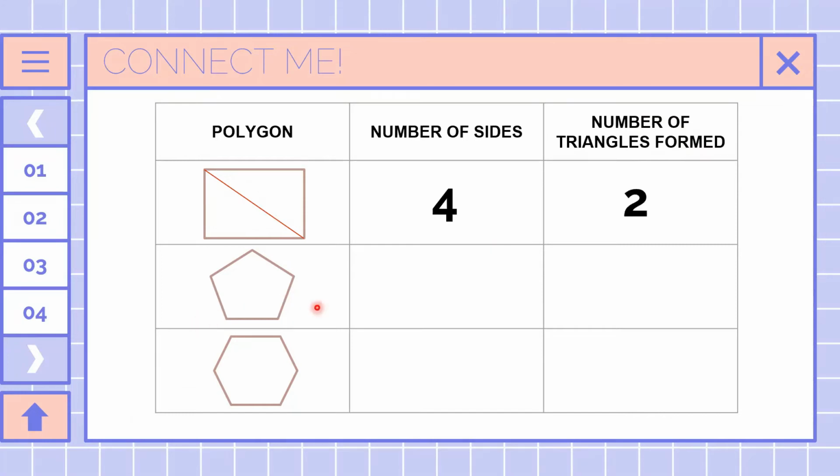So, next, we have here our pentagon. How many sides does our pentagon have? 5 po, ma'am. Okay, how about if we're going to draw diagonal lines? How many triangles? 3 po, ma'am. Alright, so we have 3 triangles being formed in our pentagon.